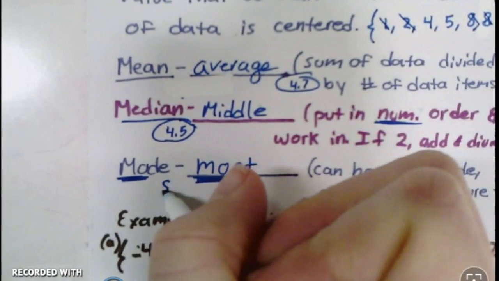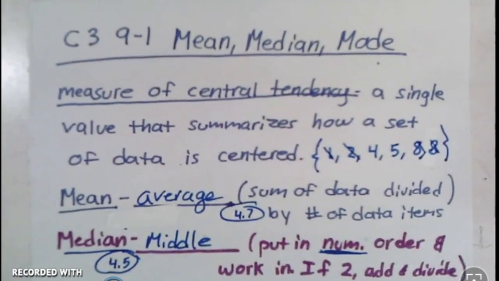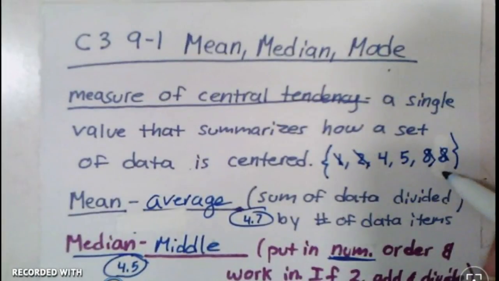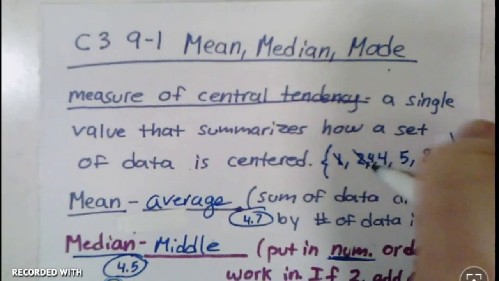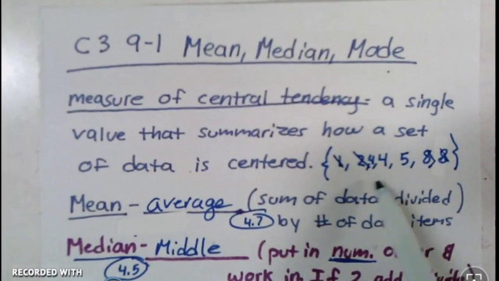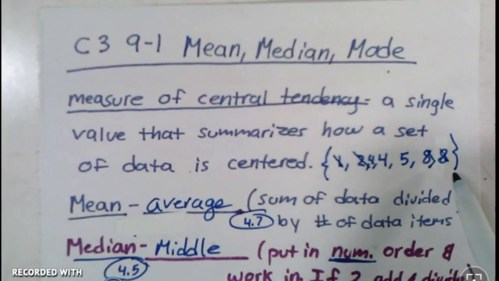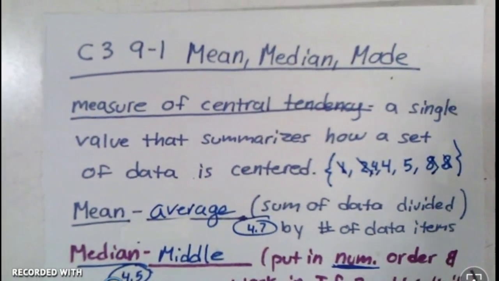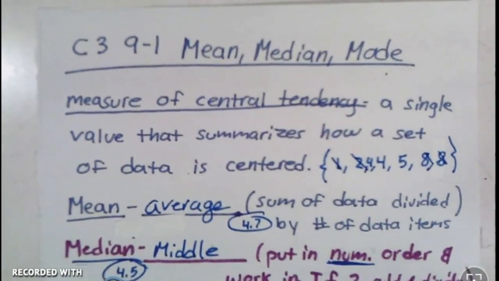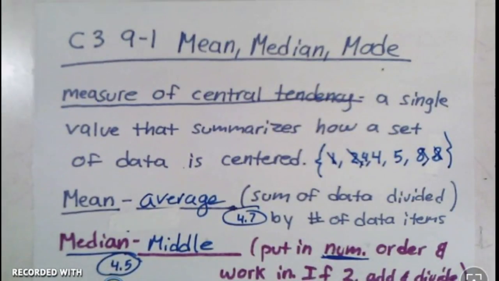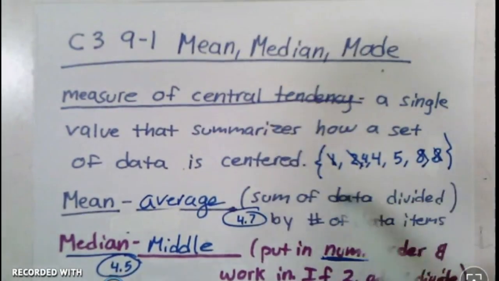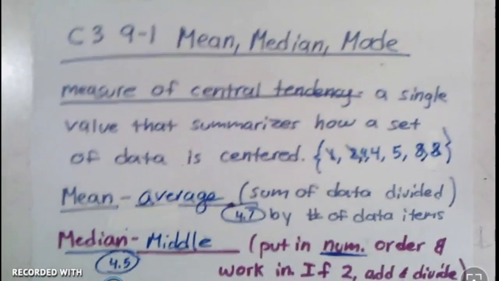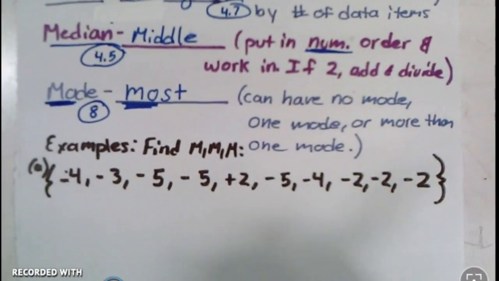But sometimes you might have 2 modes. If I had in this data set another 4 right here, then my mode would be 4 and 8 because both 4 and 8 occur more than once. If I had another 5, I'd have 3 modes, 4, 5, and 8. But if all of the numbers occur the same amount of times, if they all occurred twice or if they all occurred only once, then that is considered to have no mode.